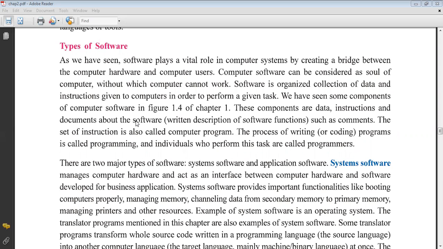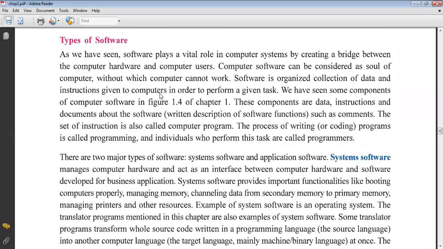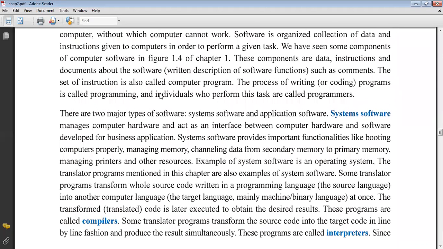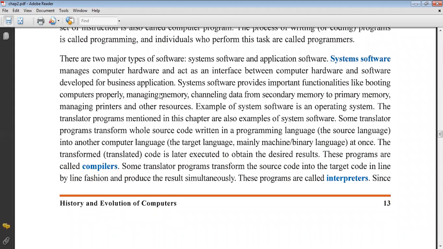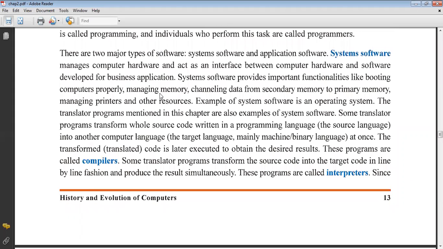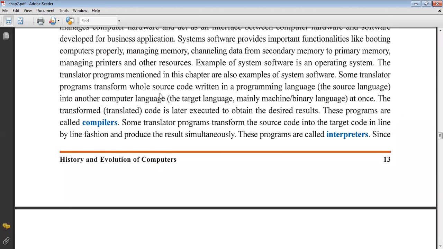Last time we covered the topic types of software. There are two types of software, system software and application software. System software manages computer hardware and acts as an interface between user and computer hardware and software.